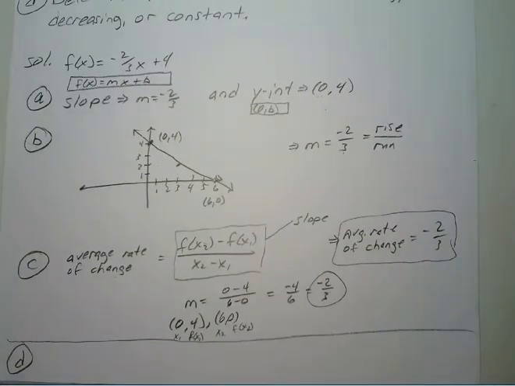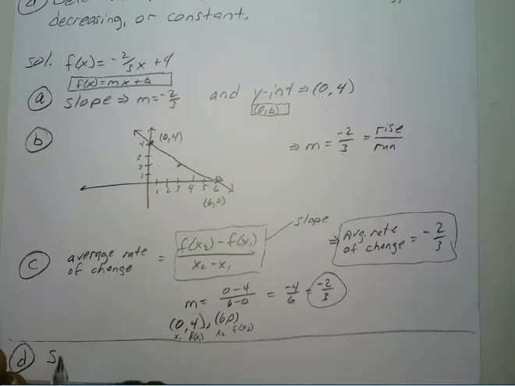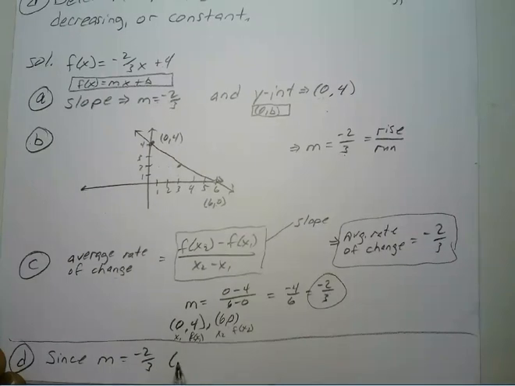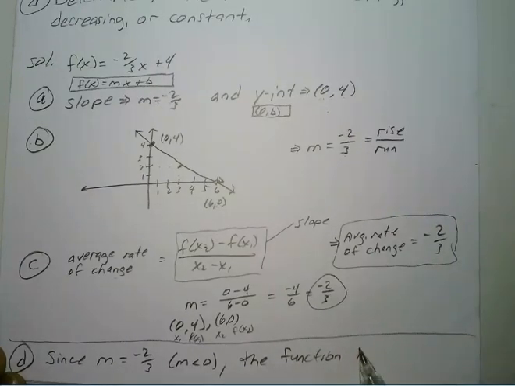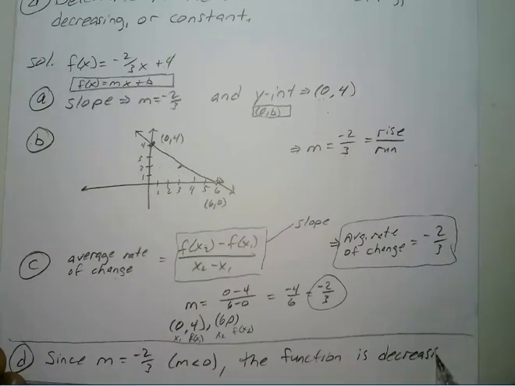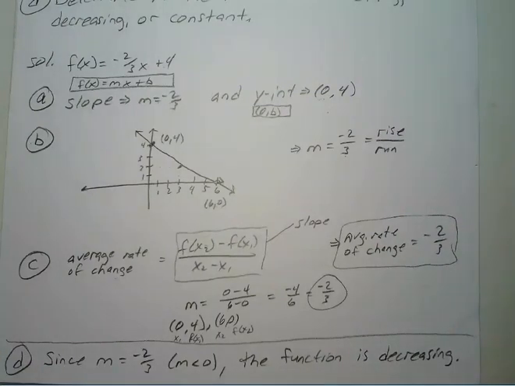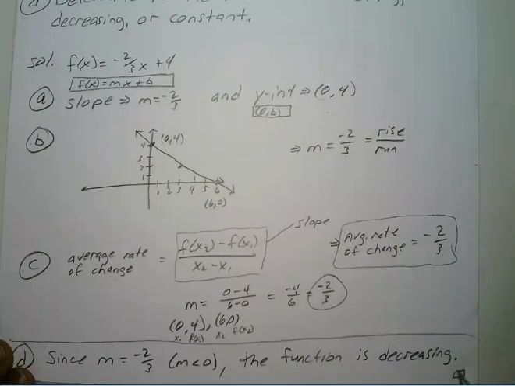Okay. So, how do we know if it's increasing, decreasing, or constant? Just look at the slope. Since the slope is equal to negative 2/3, or in other words, the slope is less than 0, the function is decreasing. All right, so we're done with that one, f of x. We've solved everything for f of x.